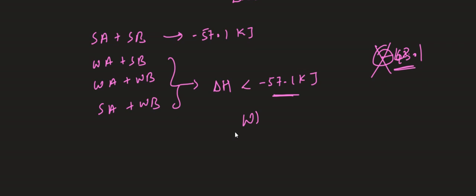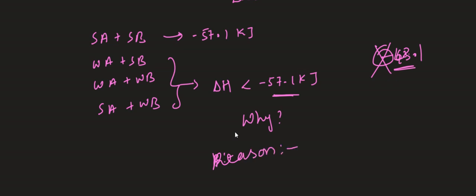Now the question is why. Why is this happening? Let us try to understand the reason. Why, for this combination, is it 57.1, and for others, why is it less than 57? Let us try to understand what the reason is.